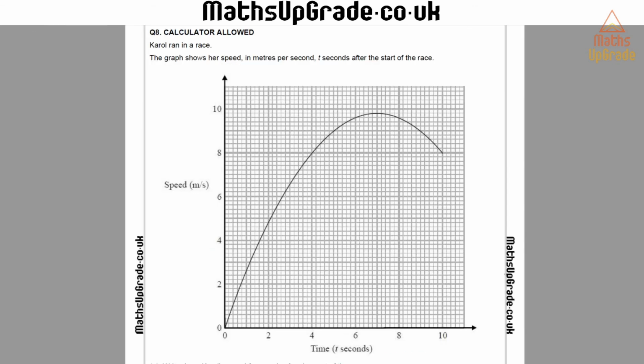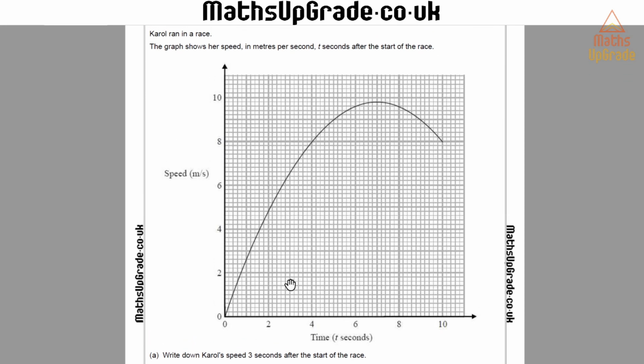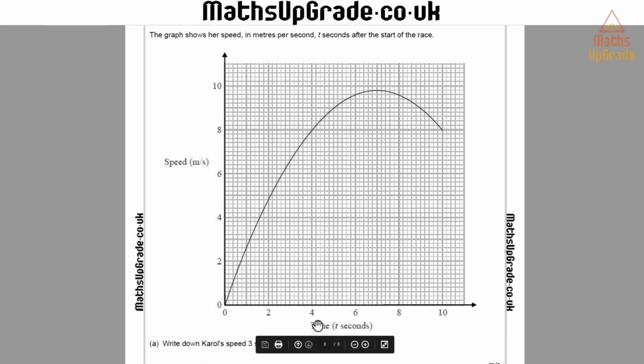Question 8, the last question in the booklet. Carl ran in a race. The graph shows the speed in meters per second, t seconds after the start of the race. So let's look at the axes here. Here I've got speed in meters per second, and here I've got time in seconds. At 0 seconds, her speed is 0. So she goes quite fast, quite quickly. It's quite steep, this line is. Then she obviously here reaches her top speed after about 7 seconds, and then her speed starts to come down.